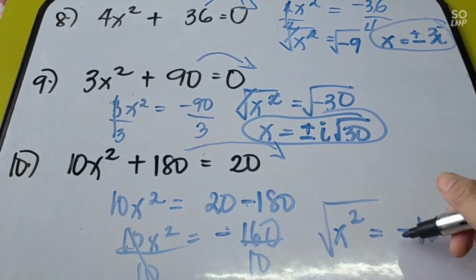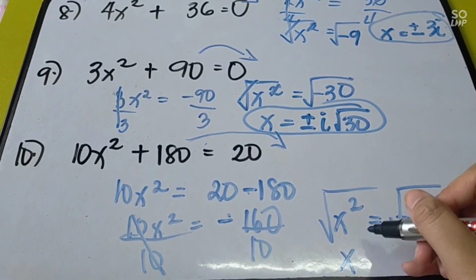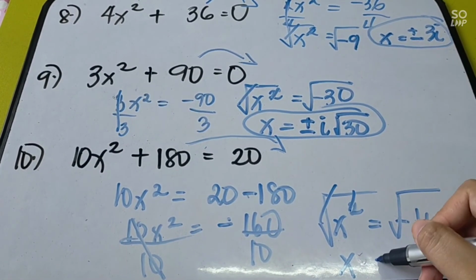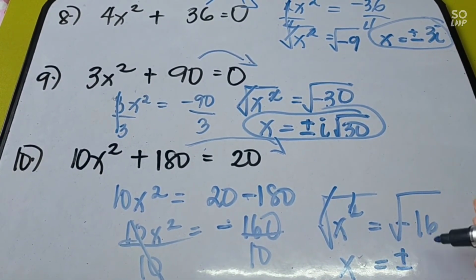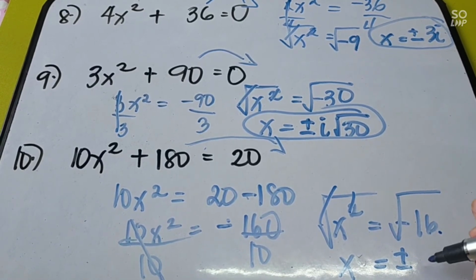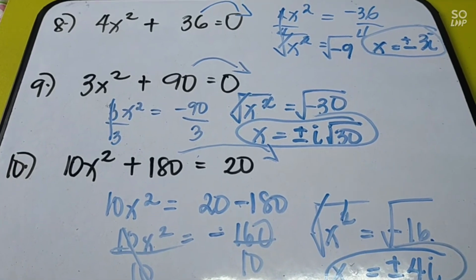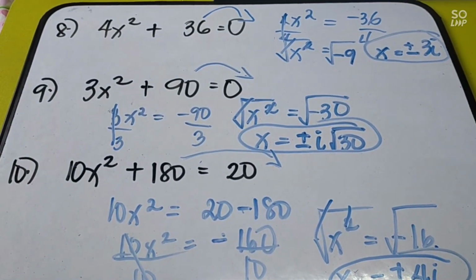Take the square root of both sides. The square and the root cancel out. x equals positive and negative. 16 is a perfect square, therefore, we have here 4i. Okay? So, we're done with extracting square roots.